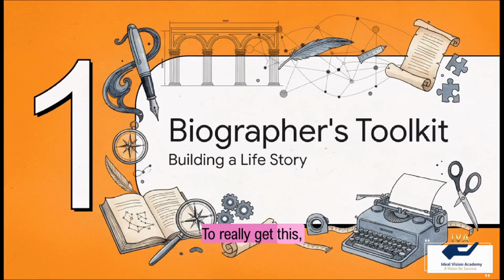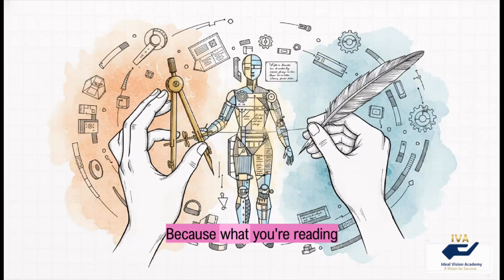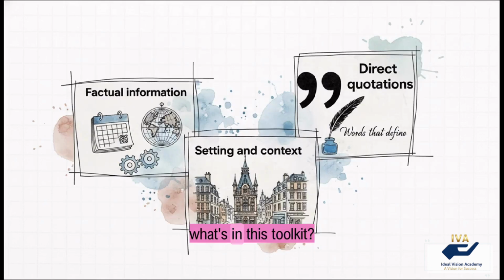To really get this, we've got to open up what you might call the biographer's toolkit. See, every author has a set of tools they use to put a life story together. And once you learn how to spot them, I promise, you'll never read a biography the same way again. Because what you're reading isn't just a flow of information. It's an act of architecture. The author is carefully choosing and arranging all these different pieces to construct a very specific version of a person for you to see.